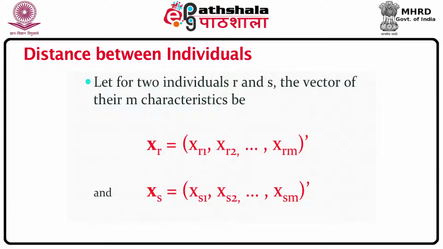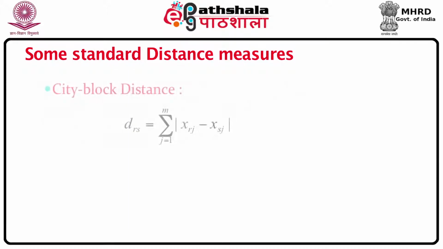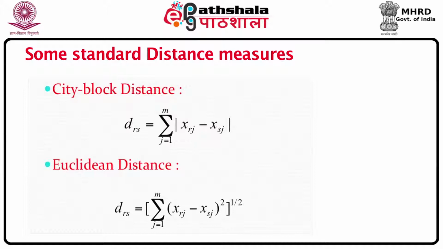There are various measures that we can use. The simplest of these measures is referred to as the city block distance or the Manhattan distance. This is given by the summation of the absolute difference between each of these characteristics of the two individuals. So, it is summation j equal to 1 to m, modulus of xrj minus xsj. As opposed to this, the other very popular measure that is used is the Euclidean distance, which is the square root of the sum of squares of the difference between each of the characteristics of the rth and the sth individual.